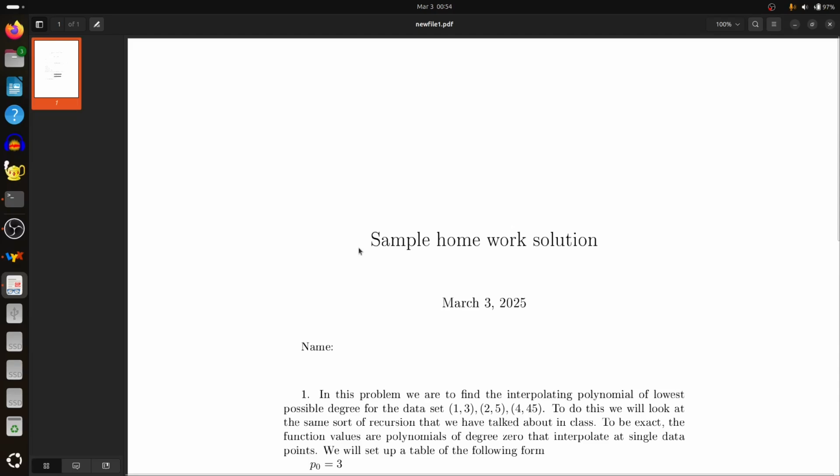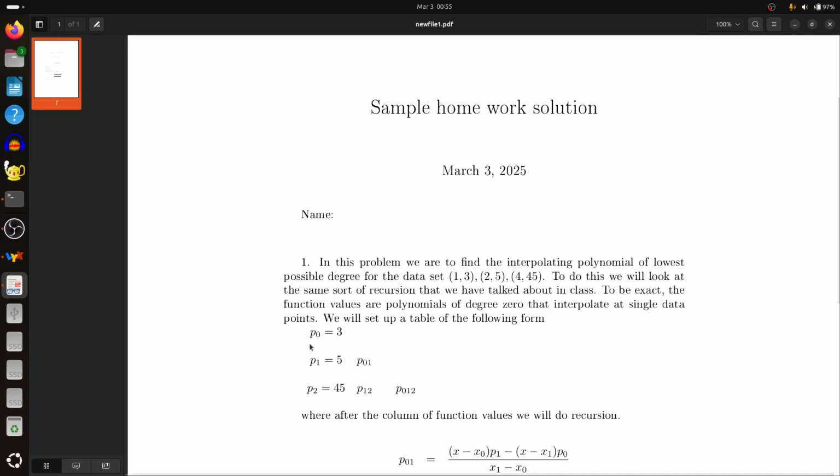In this problem, we're supposed to find the interpolating polynomial of lowest possible degree for the data set, blah, blah, blah. To do this, we will look at the same sort of recursion that we've talked about in class. To be exact, the function values are polynomials of degree 0 that interpolate at single data points. We will set up a table of the following form.